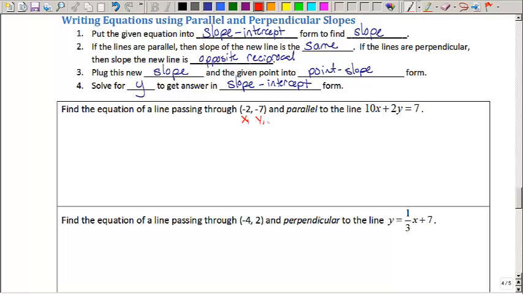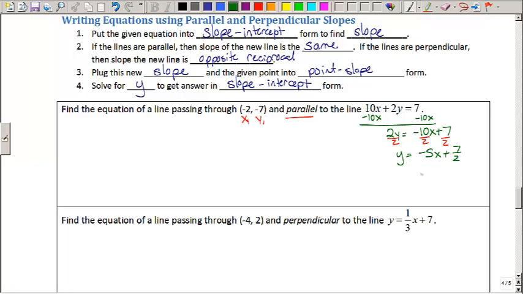So in order to find my slope, I need to use the line and find a parallel slope to this line. Well, I can't figure out what the slope of the line is until I solve for y and put it in slope-intercept form. So to solve for y, I'm going to move the 10x to the other side of the equation to get 2y equals -10x plus 7. Then I'm going to divide every term by 2 to get y equals -5x plus 7/2.